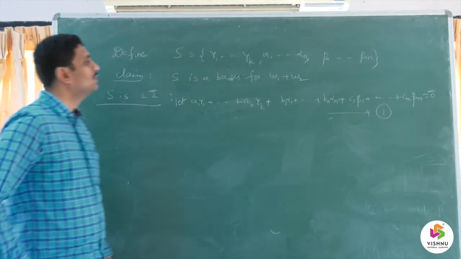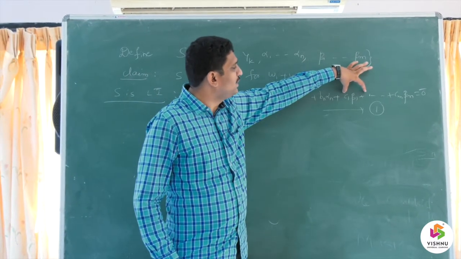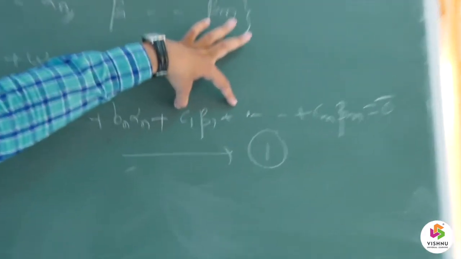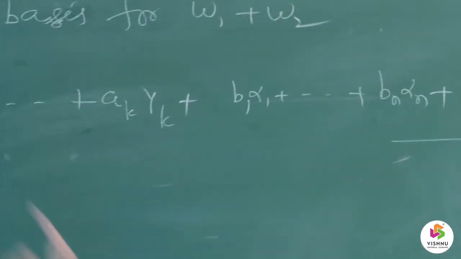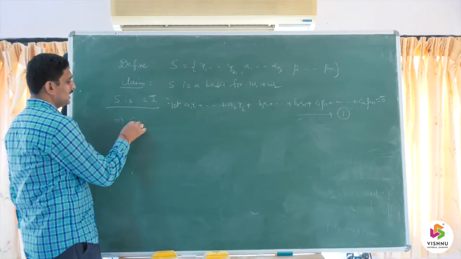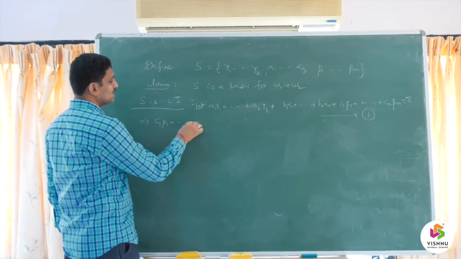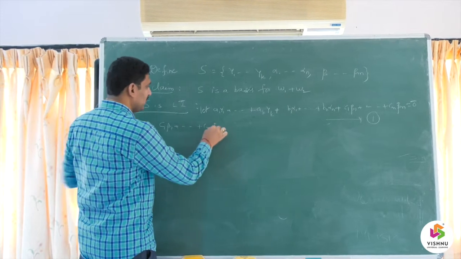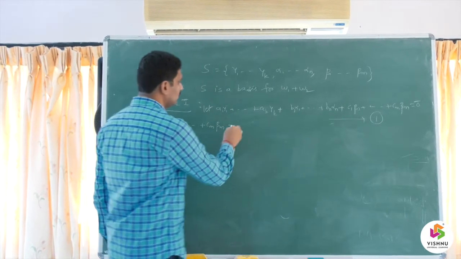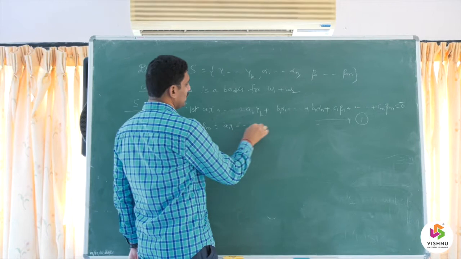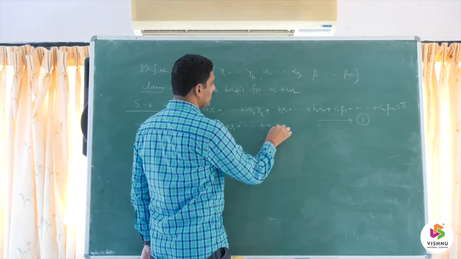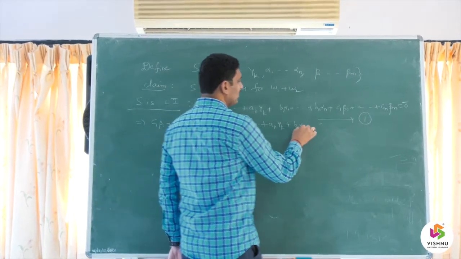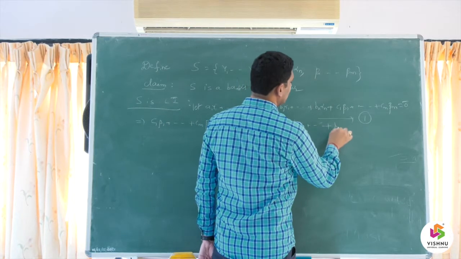Now what I will do, I will keep this part on the LHS side, then I will take the remaining part to the RHS side. So, which implies that c1 beta 1 plus so on plus cm beta m is equal to a1 gamma 1 plus so on plus ak gamma k plus b1 alpha 1 plus so on plus bn alpha n.